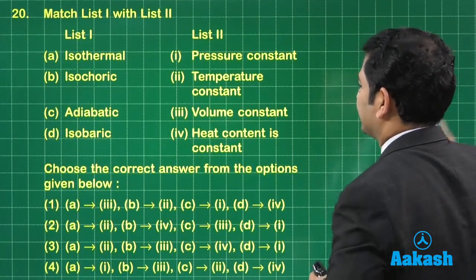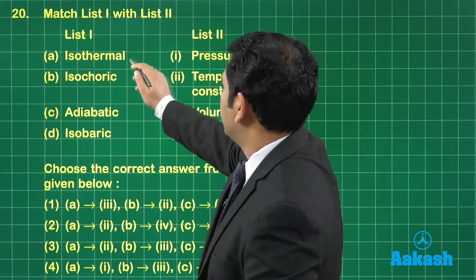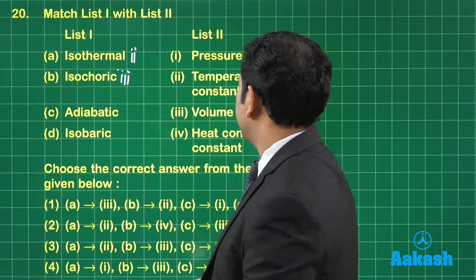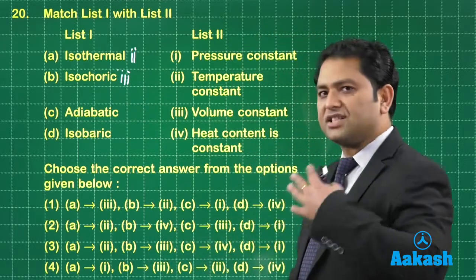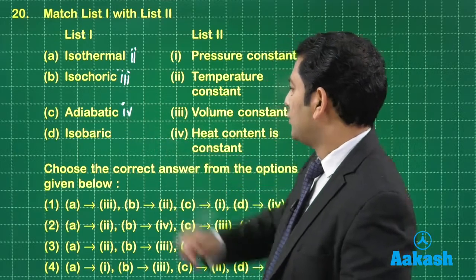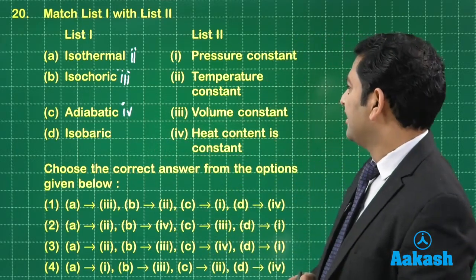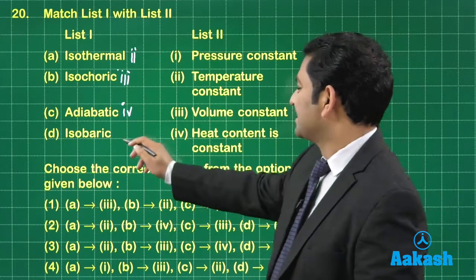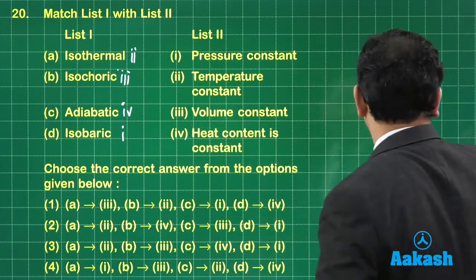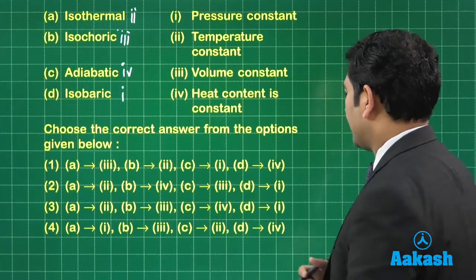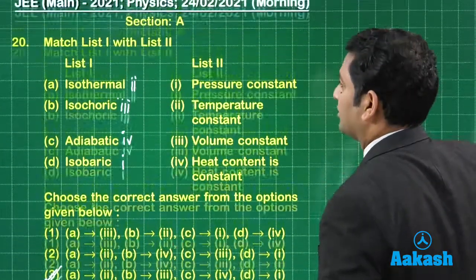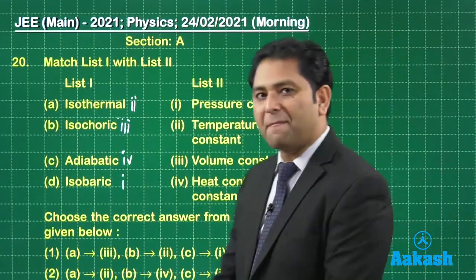Isothermal. So that's temperature constant. So A will have option number 2. Isochoric, volume is constant. Adiabatic, the heat exchange is 0. So the closest one that you find is option number 4. Isobaric, you could see, of course, the pressure is constant. So the matching is 2, 3, 4, 1. Let's search. Where is 2, 3, 4, 1? Yes, option number 3. That was about question number 20.